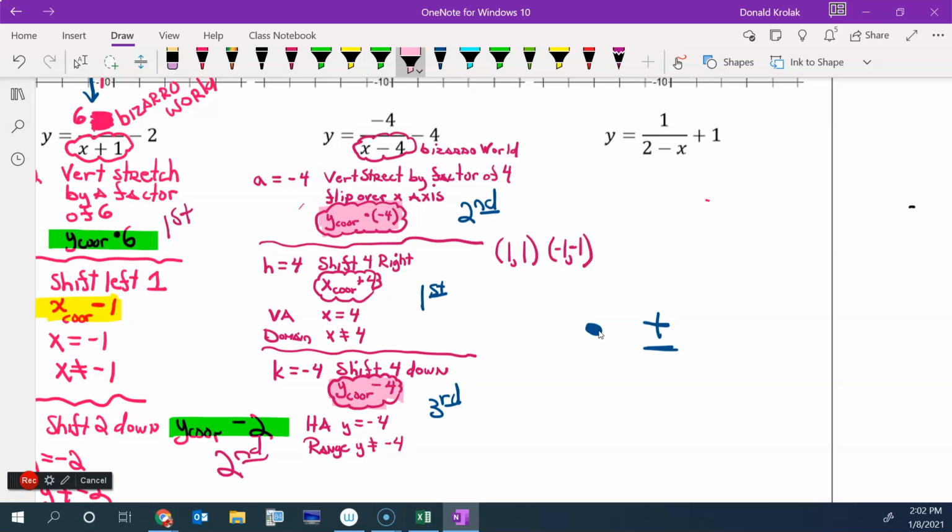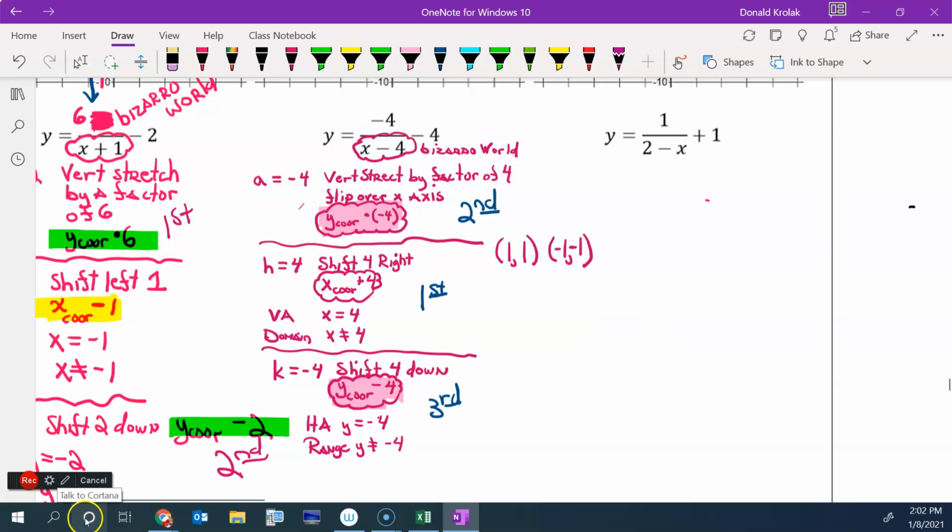Okay, this x coordinate one, it doesn't matter. I can do this before I start, or I can do it at the end. I would still get the right answer, as long as this multiplying was before this subtracting. Okay?